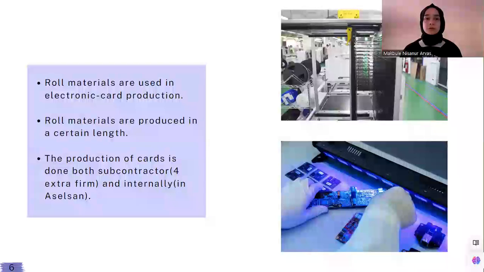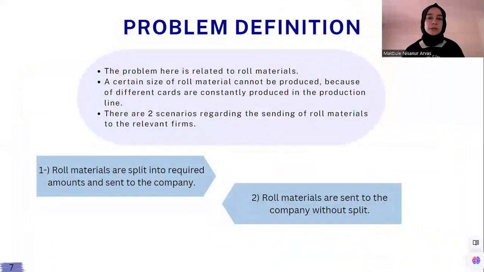Raw materials are used in electronic cards production. The necessary components for electronic cards are placed on raw materials. Raw materials are produced in a certain length. Aselsan works with 4 external companies for card production and also has an internal production line. Problem definition part. The problem here is related to raw materials. A certain size of raw material cannot be produced because different cards are constantly produced in the production line.